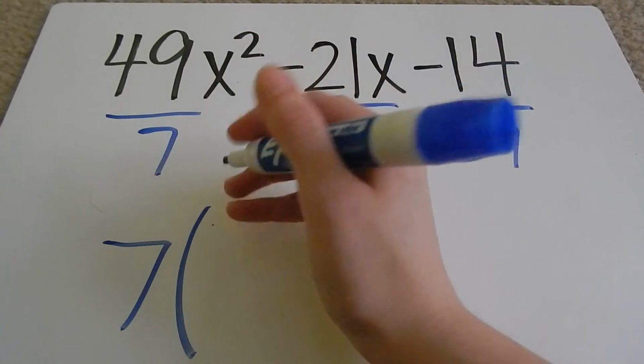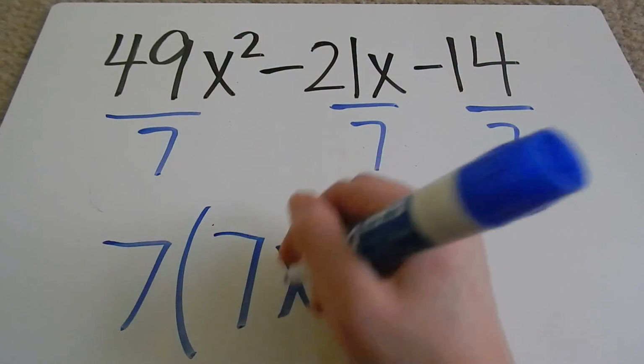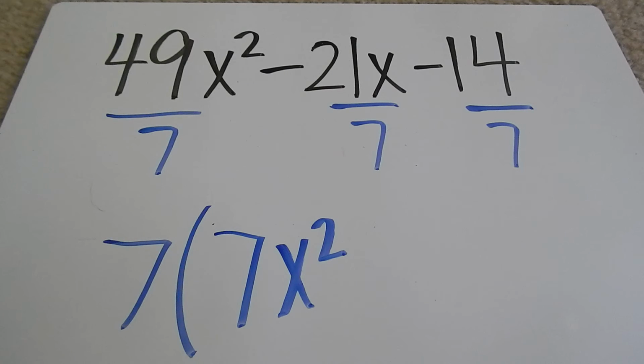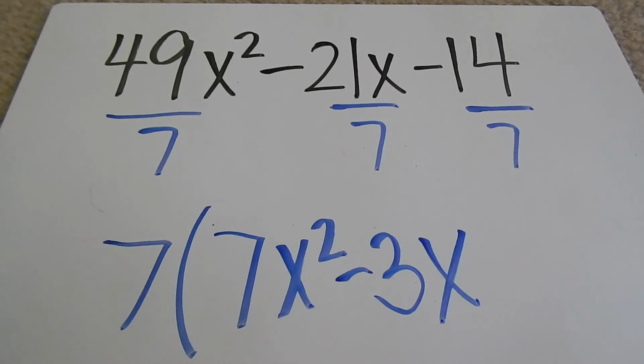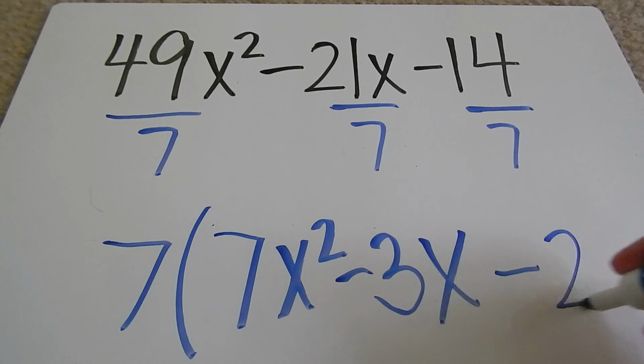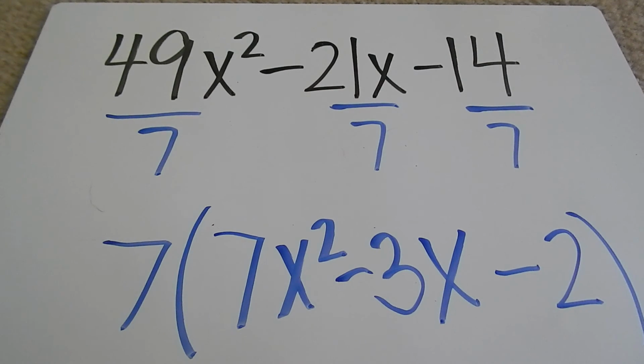So 49 divided by 7 is 7. I keep x squared. -21 divided by 7 is -3. Keep my x. -14 divided by 7 is -2. And that would be my answer.